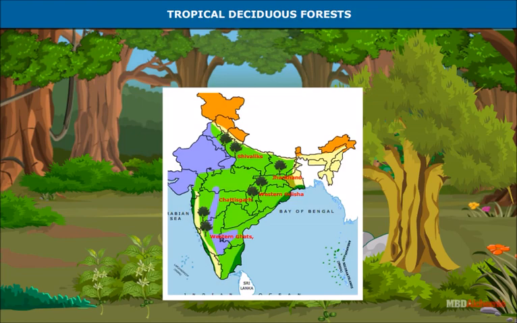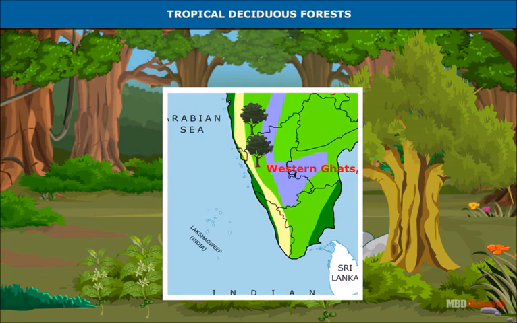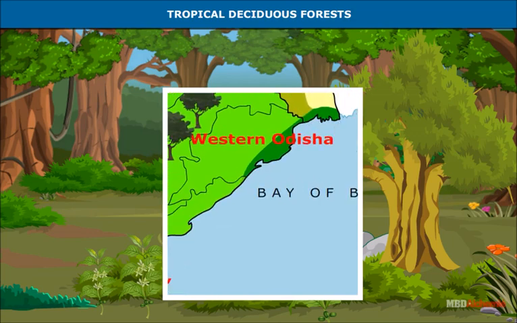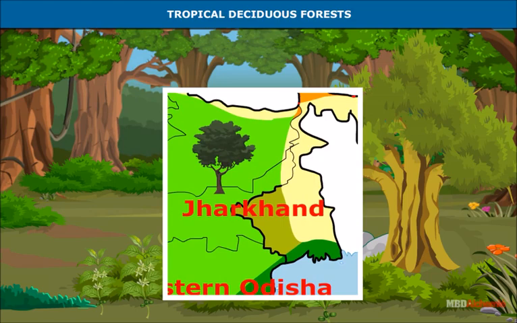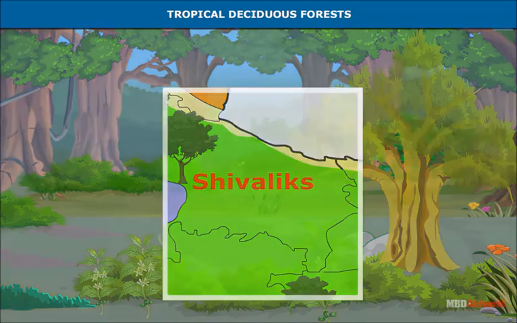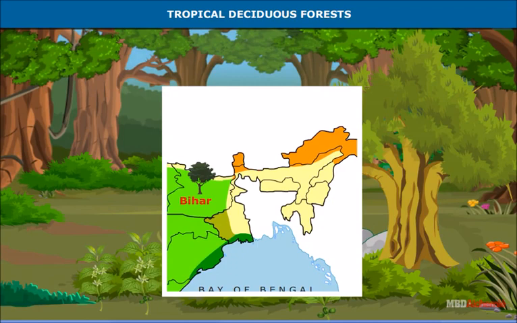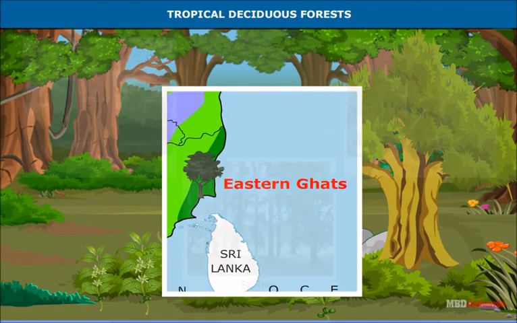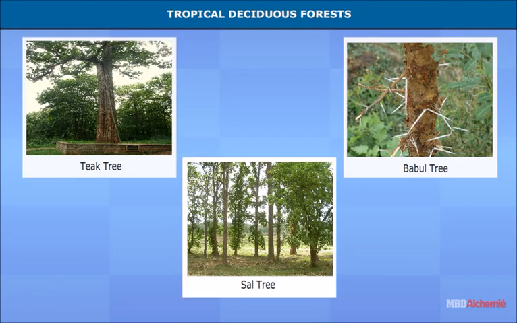The moist deciduous type is found on the eastern slopes of the Western Ghats, in Chhattisgarh region, Jharkhand, and the Shivaliks in the north. The dry deciduous ones are found in regions that get 50 cm to 100 cm rainfall. Teak is the most important tree of wet deciduous, while sal is an important tree of dry deciduous. Other important trees include sandalwood and babool.